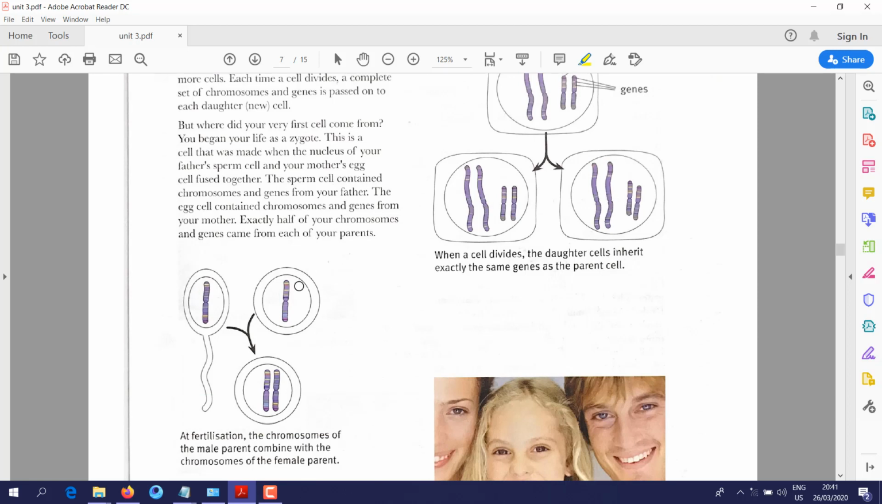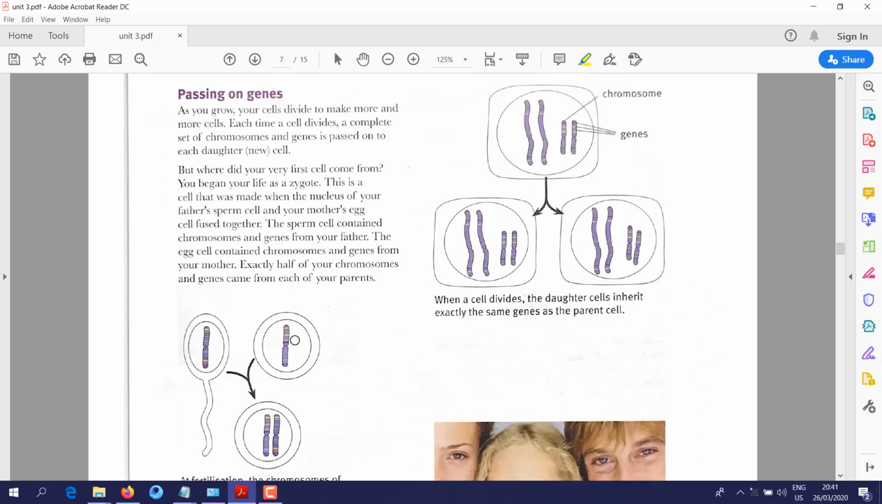Firstly, here what do we have? We have sperm cell from father, egg cell from mother. When the sperm cell fuses with the egg cell, each one has a half set of chromosomes. What do you mean by half set of chromosomes?